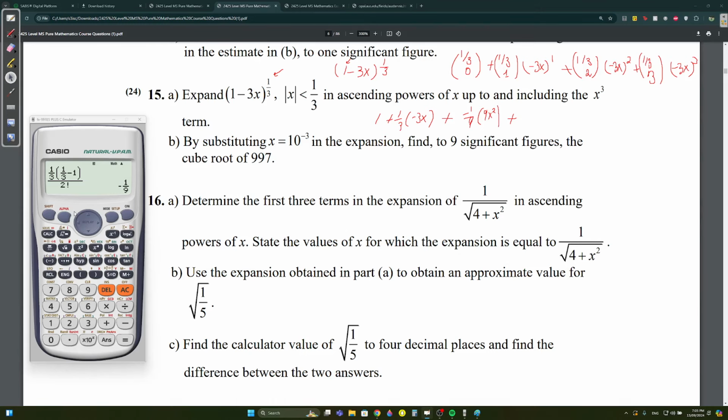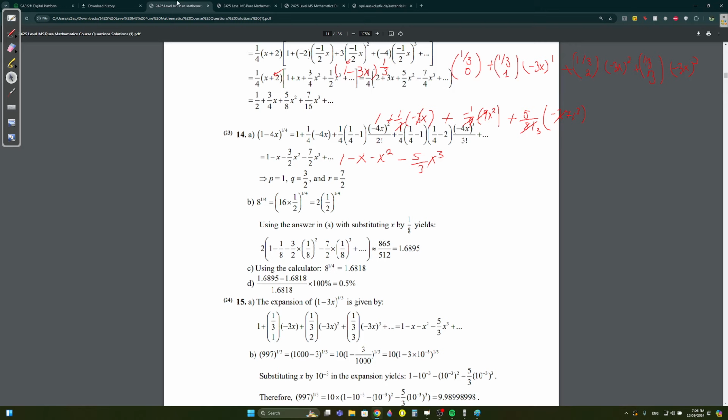Okay, but then 1 over 3 C3. Let's put 3 factorial underneath. 1 over 3, minus 2 over 3, minus 5 over 3, that gives 5 over 81, yeah. Minus 3x cubed is going to be negative 27x cubed. Since it's an odd exponent, it stays negative. Okay, let's start cancelling, but it's still negative. So 1 minus x, then 9 with 9, we get minus x squared. 81 with 27, we get 3, so it's going to come out as negative 5 over 3 x cubed. Okay, let's check, is this correct?